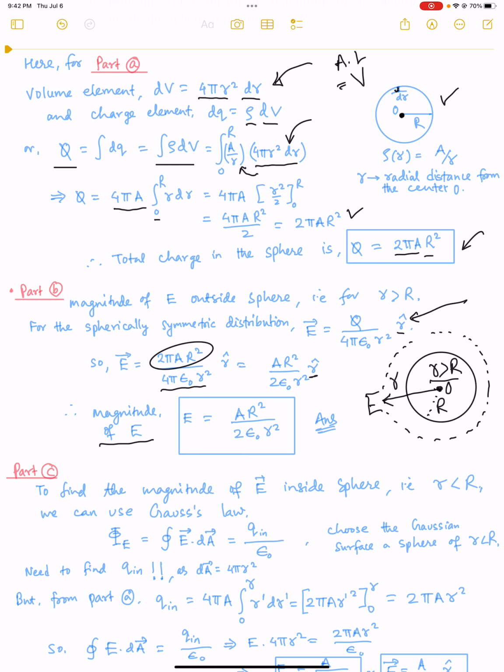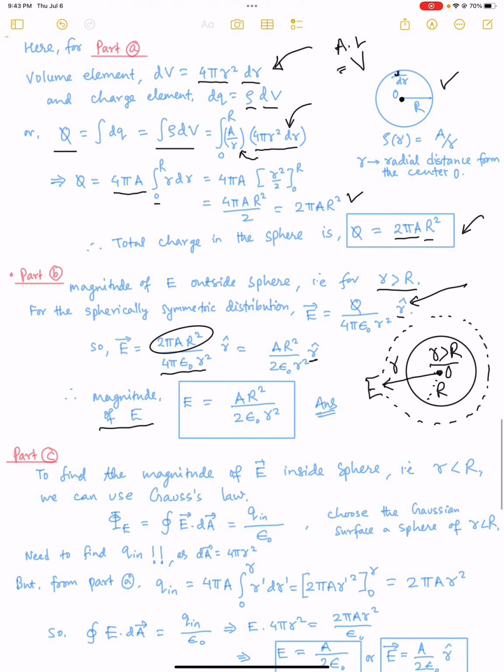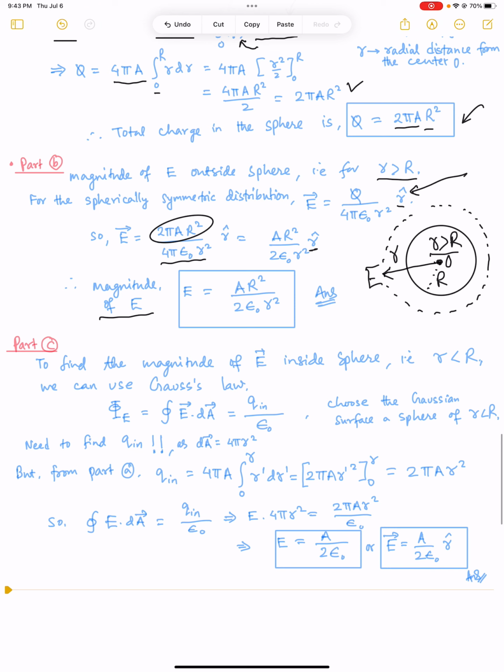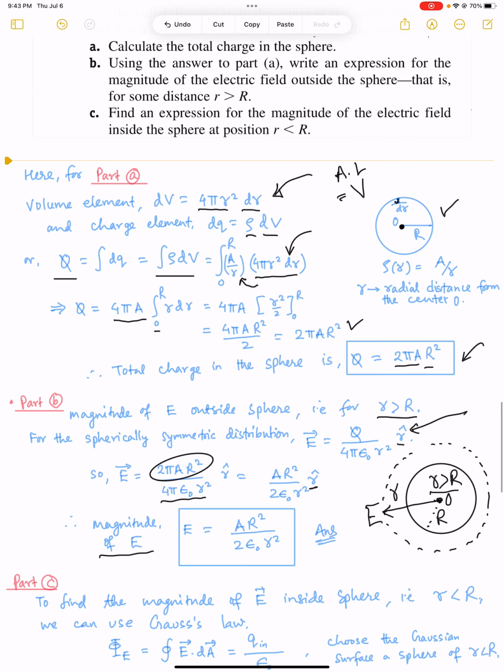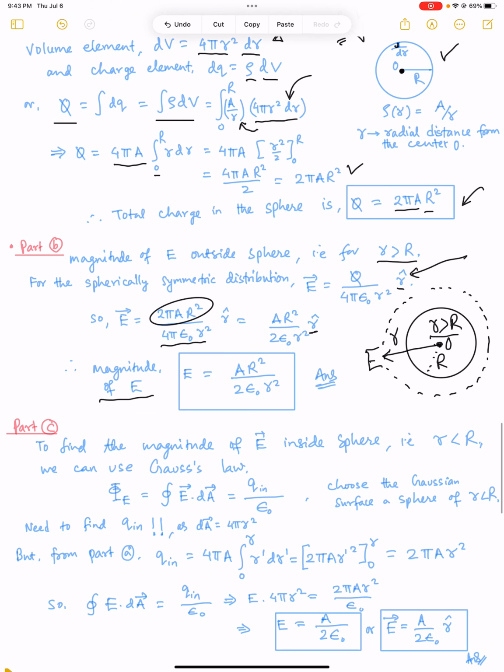So this is the magnitude of the electric field at distance r, which is greater than the radius of the sphere. So this is all about part B. For part C, the problem is to find an expression for the magnitude of the electric field inside the sphere at position r less than R.